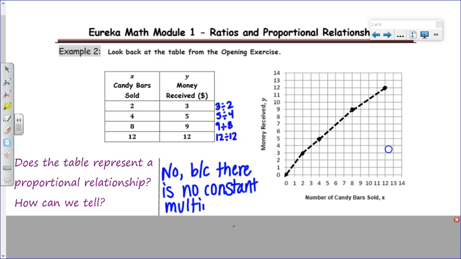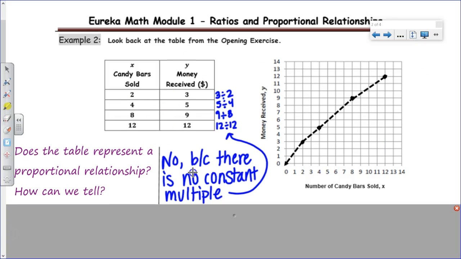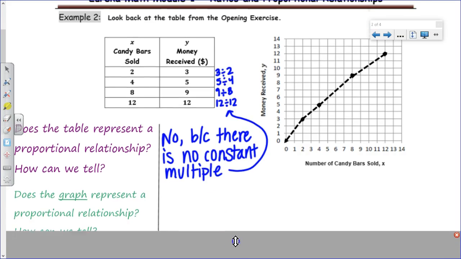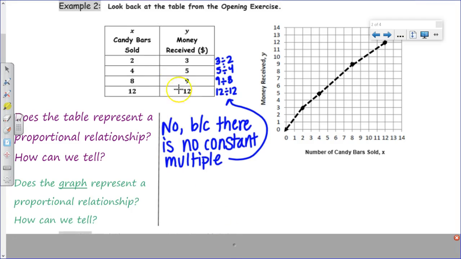Remember, your proof is right there where we did these division problems, so you can always draw a line there. We did 3 divided by 2 and 5 divided by 4, and it just wasn't working. That number isn't the same for all of them. Then we look at the graph. Does the graph represent a proportional relationship? If the table didn't represent a proportional relationship, the graph shouldn't either. How can we tell? Well, we just did all the points.